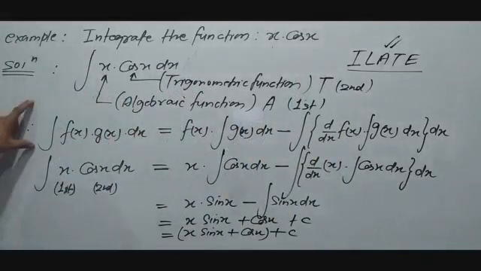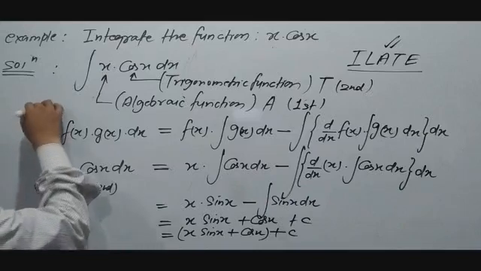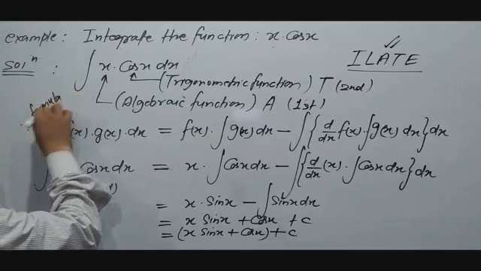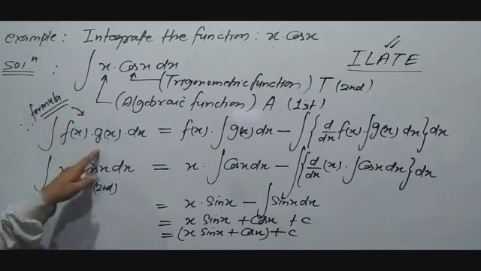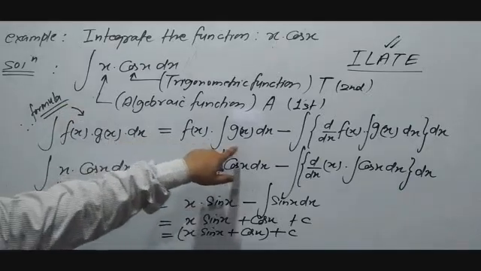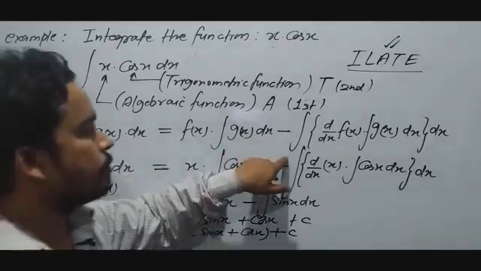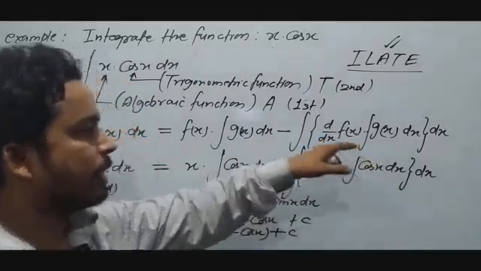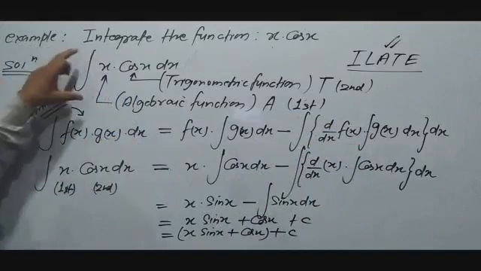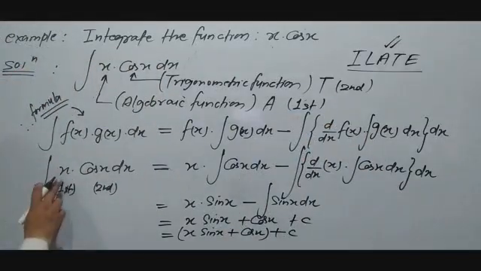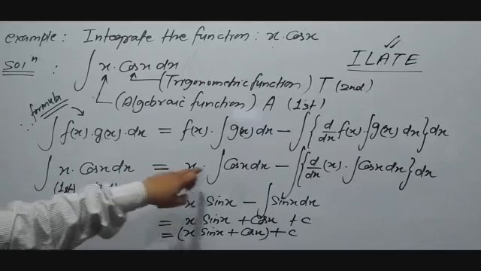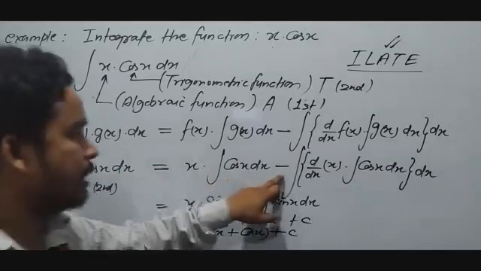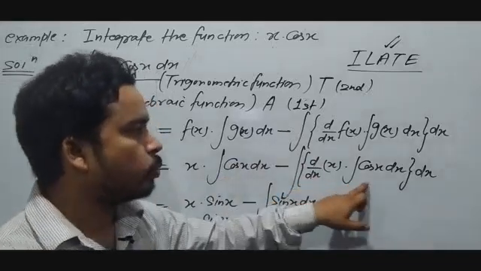Now we have to write the formula. This is the formula of integration by parts. Integration of f(x) g(x) dx is equal to first function times integral of second function, minus integration of d by dx of first function into integration of second function, dx. Now we have to find its integration. So I have to take the first function as x and the second function as cos x. Now first function times integration of second function, minus integration over d by dx of x into integration of cos x.